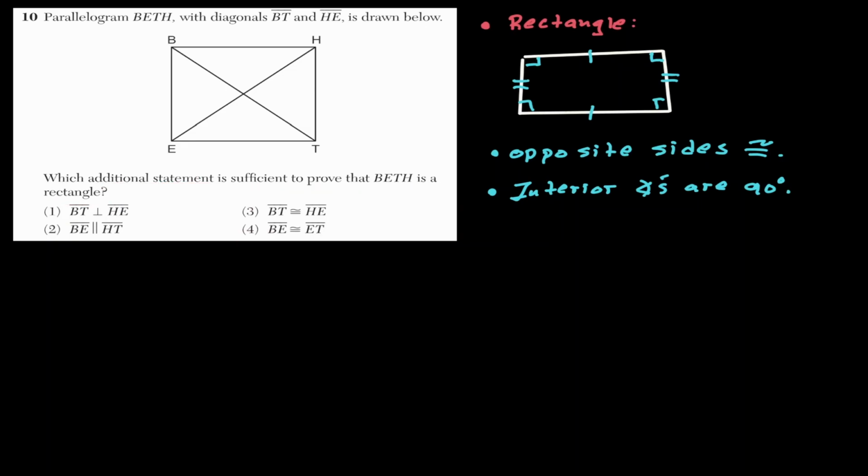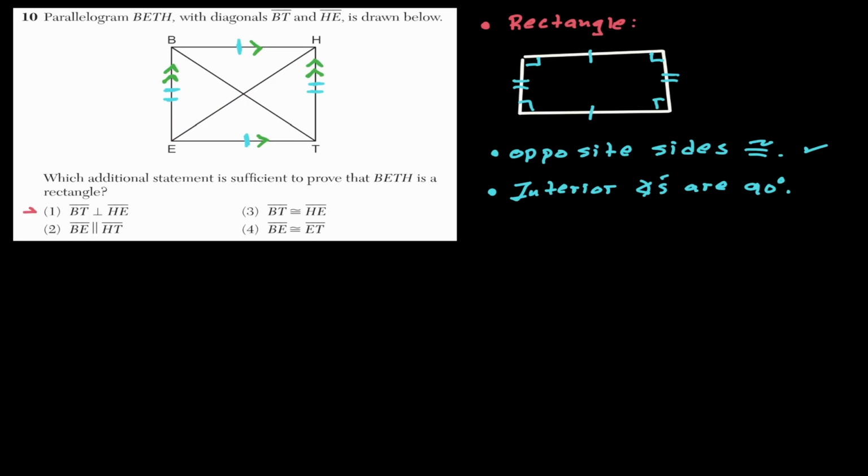Well, to start with, don't forget that BETH is a parallelogram, and within a parallelogram, opposite sides are congruent to each other. And at least in here, we have fulfilled the first condition. And also, in addition, opposite sides are parallel to each other. Now we want to think about how can we guarantee that the interior angles are 90 degrees? Let's go one case at a time.